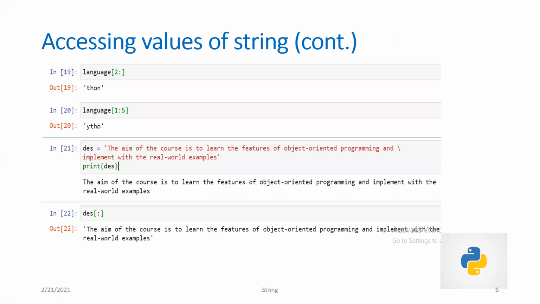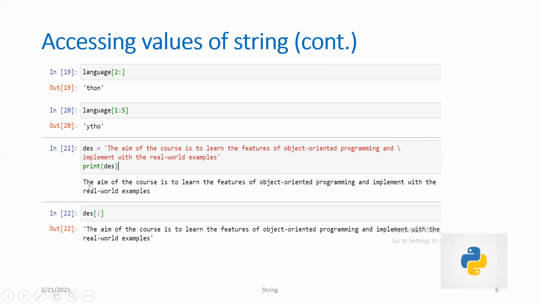I do that like this. Here I write a value. I assign a value to this variable, and I write: the aim of the course is to learn the features of object-oriented programming, and there is a backslash, implement, with the new line. Let's see the output. I take a break here, but it will not give me an error.